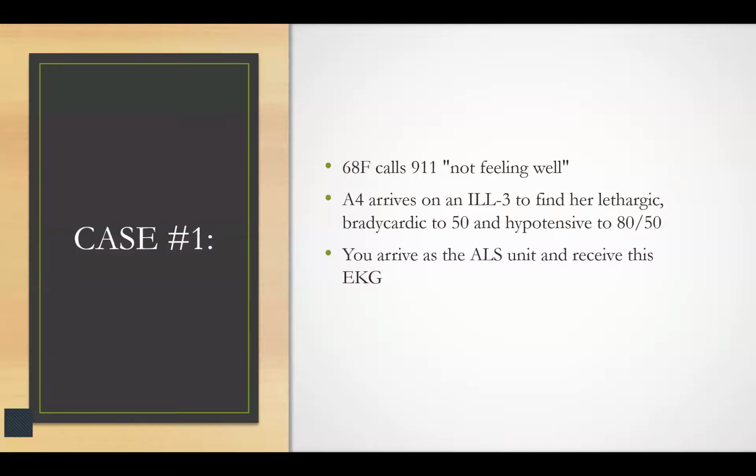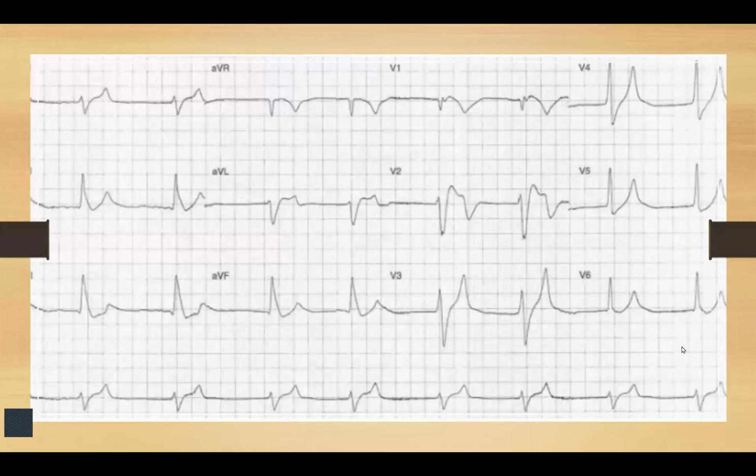Okie dokies. Okay. So she's bradycardic, she's hypotensive, and this is her EKG. You want to take the rhythm strip first? It's on the bottom. Anybody want to be brave and do a shout out for the first one?